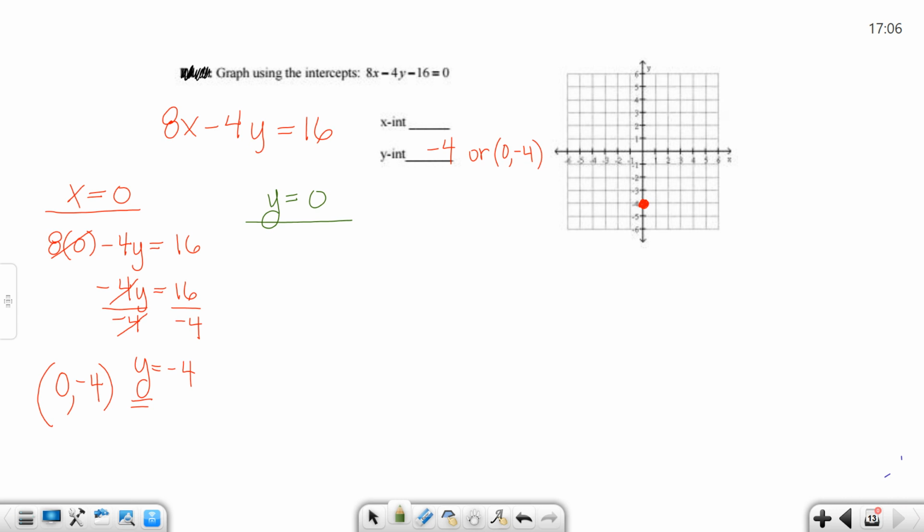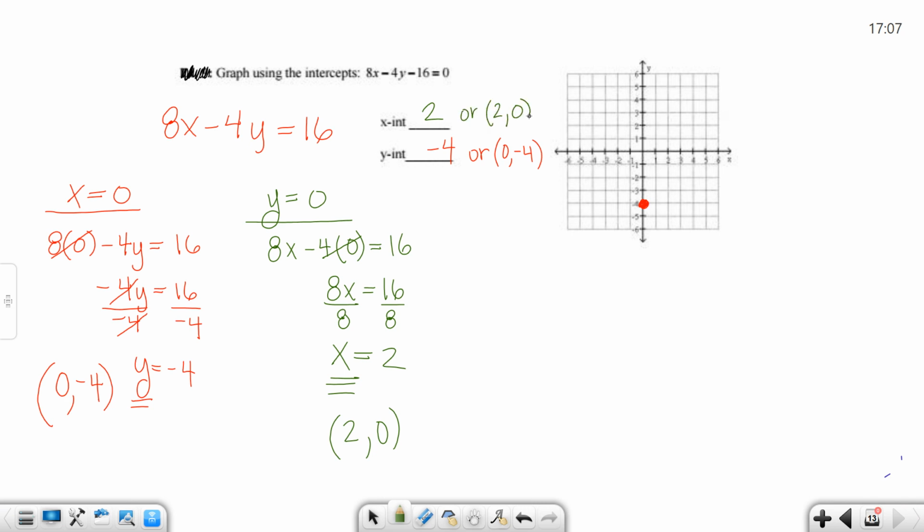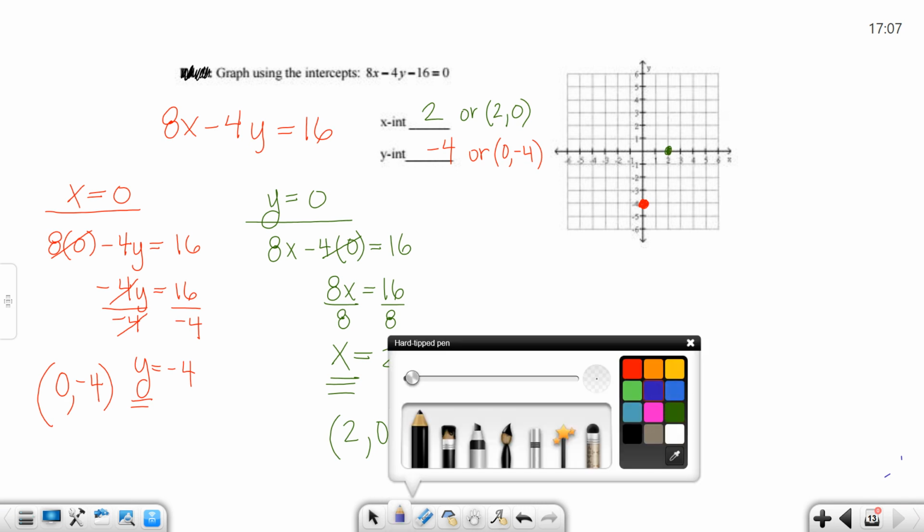Now let's try the other one. For the other one, I let y be 0. So 8x minus 4 times 0, because y is 0, that equals 16. 4 times 0 is 0. So 8x equals 16. I'll divide both sides by 8, and x would equal 2. Well, since it says x, that's going to be your x-intercept. But writing it as a point, when x is 2, y is 0. So that would be the point 2, 0, which is right here. Now once you get there, you can connect your points.